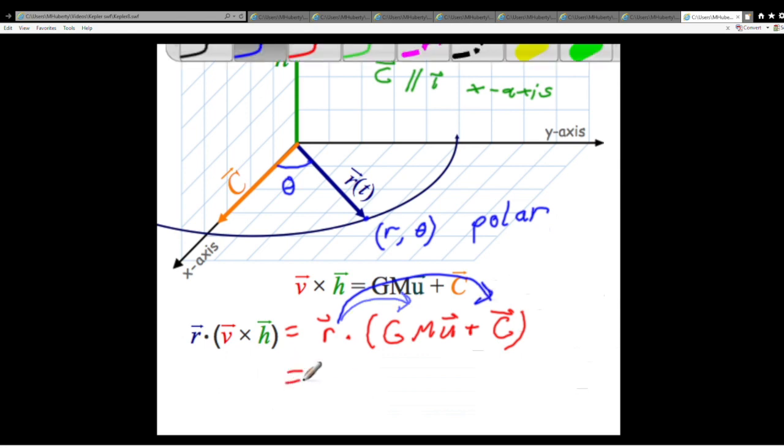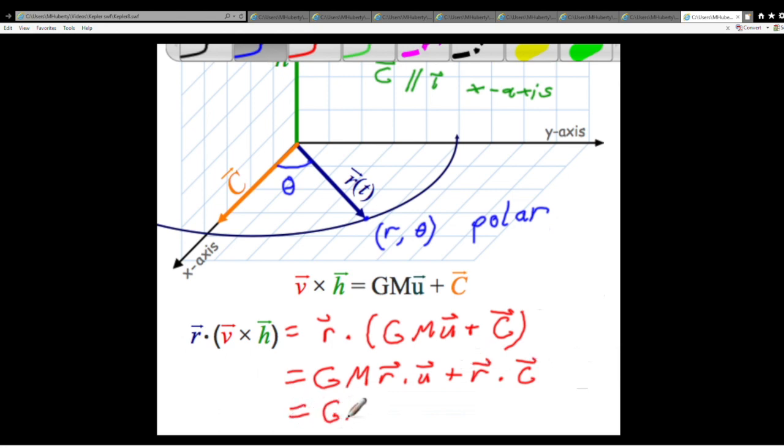So we have r dot GM u, G and M are constants. We'll just pull those up front. So we get GM scalar multiplied by r dot u plus r dot c. Okay, and now let's rewrite with some of the other information we have here.